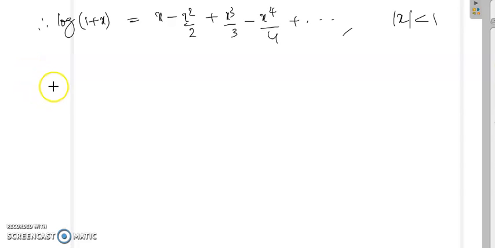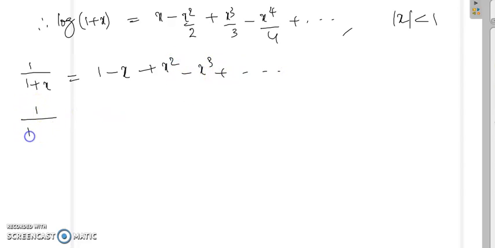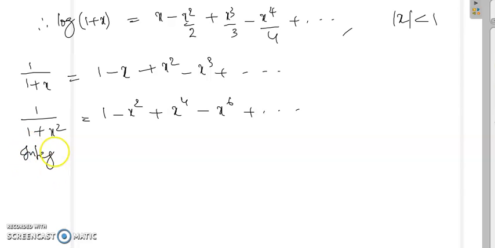And again you have 1 by 1 plus x equal to 1 minus x plus x square minus x cube plus etc. So 1 by 1 plus x square is 1 minus x square plus x raised to 4 minus x raised to 6 plus etc. So upon integrating, again this is valid when mod x is less than 1.